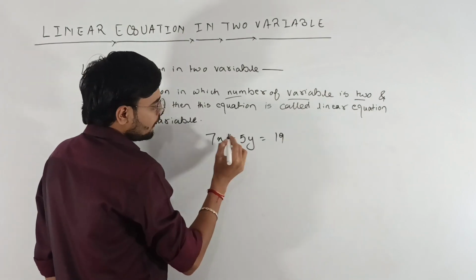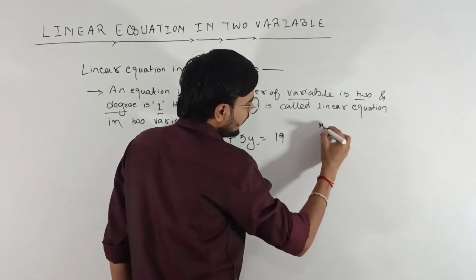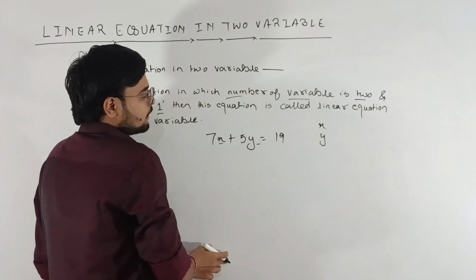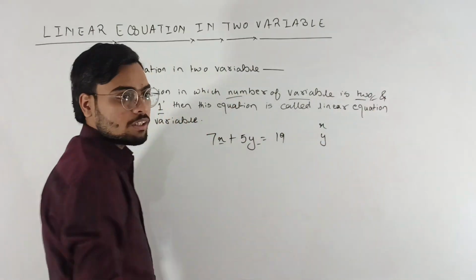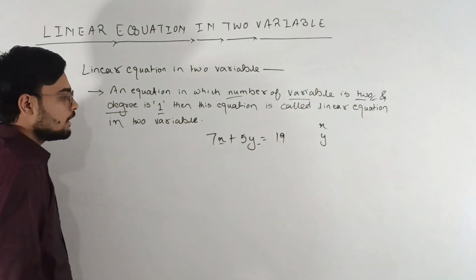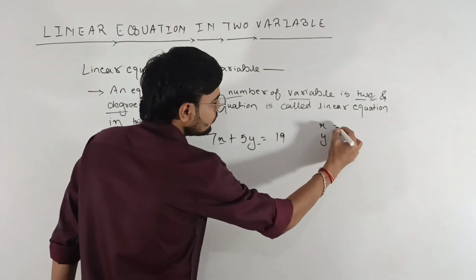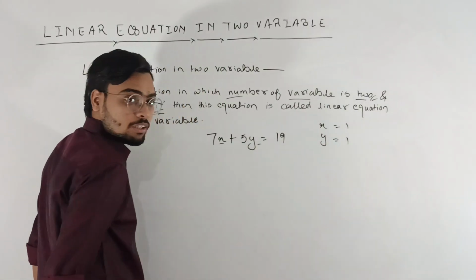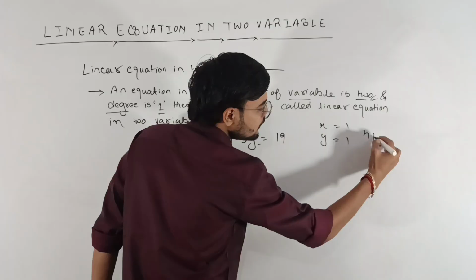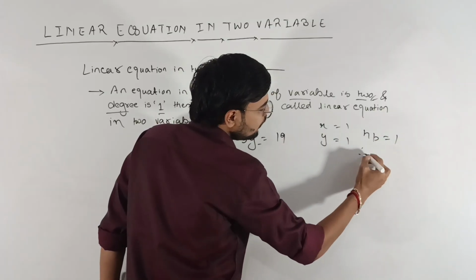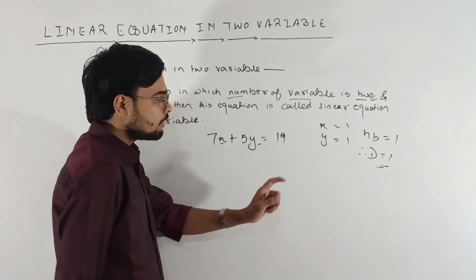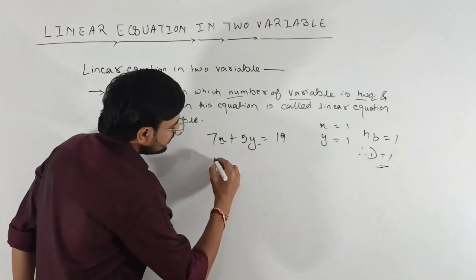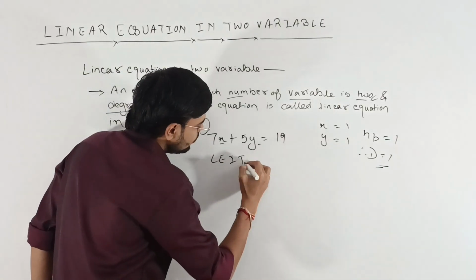Okay, first we check the number of variables. This equation has one variable x and one variable y. Now there are two variables, x and y. The first criterion is fulfilled, the number of variables is 2. Now second, we have to check the degree. The power of x is 1 and the power of y is also 1. So the highest power is 1. Therefore the degree is 1. Now the second criterion is also fulfilled. Therefore this equation is a linear equation in two variables.